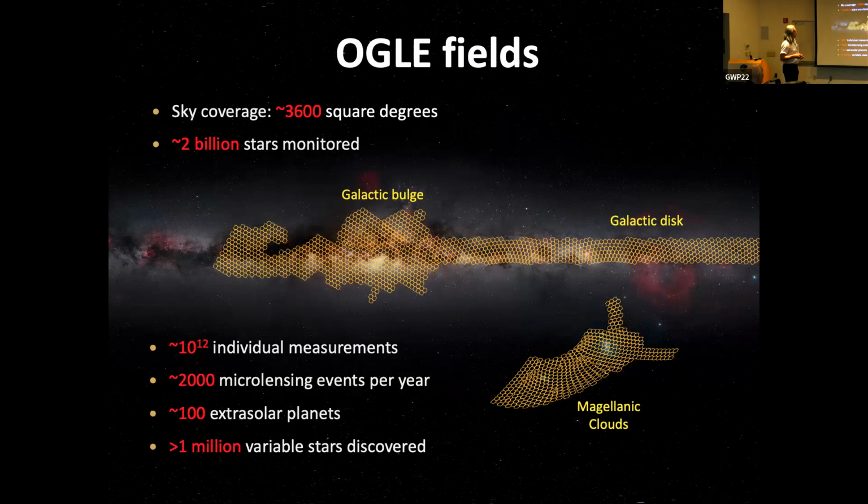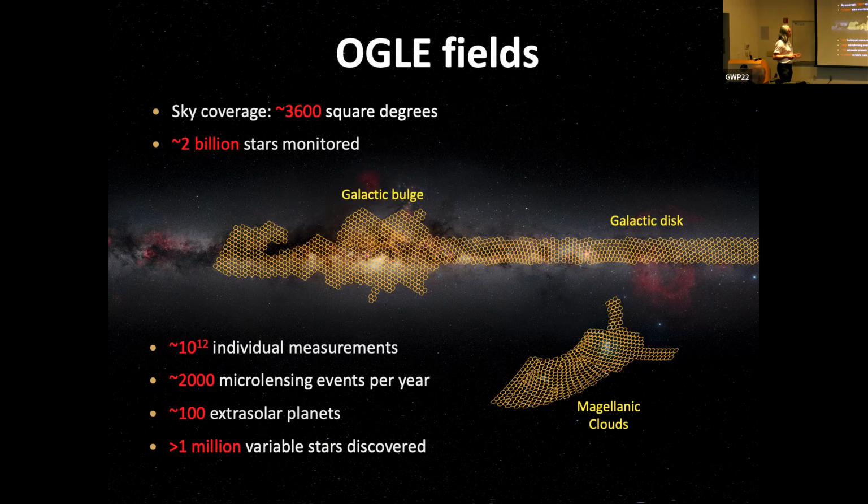We observe the densest regions of the sky visible from Las Campanas, the galactic bulge, galactic disk, and the Magellanic Clouds. In total, 3,600 square degrees. We regularly observe about 2 billion stars and 10 to 12, 1 trillion. This is the number of individual photometric measurements stored in the OGLE databases. And as far as I know, this is one of the largest, if not the largest, photometric database in the world.